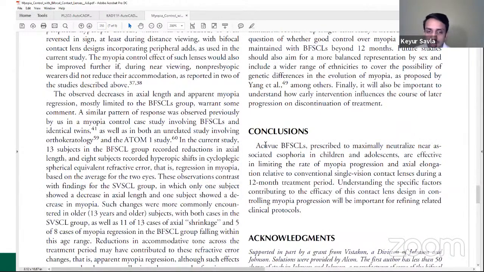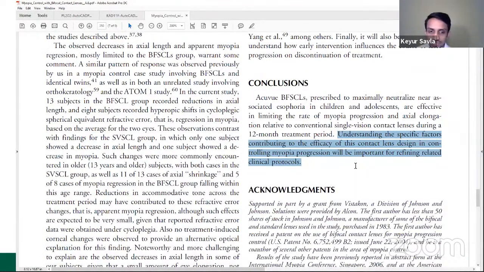And conclusions. AccuView bifocal soft contact lenses neutralize near-associated esophoria in children. So we know that these are good to treat esophoria in children, and effective in limiting the rate of progression of myopia and axial elongation during a 12-month period. Understanding the specific factors contributing to the efficacy of this contact lens design in controlling myopia progression will be important for refining related clinical protocols. Here is your research question for a future study. And of course, acknowledgements and references.